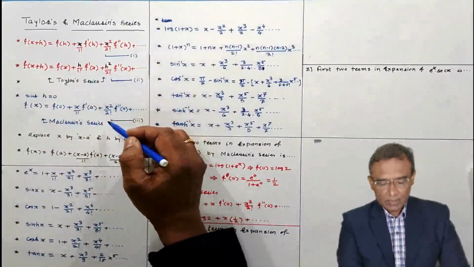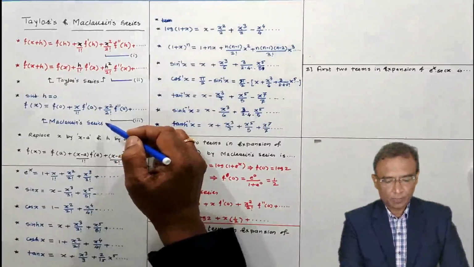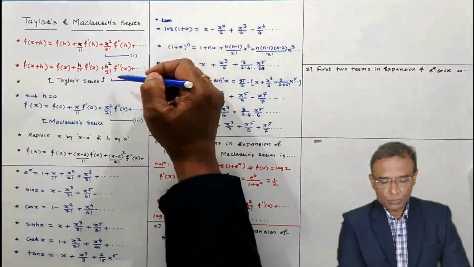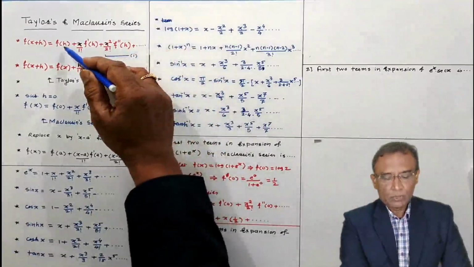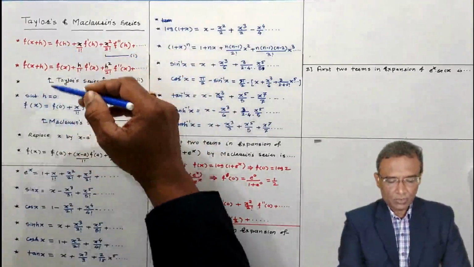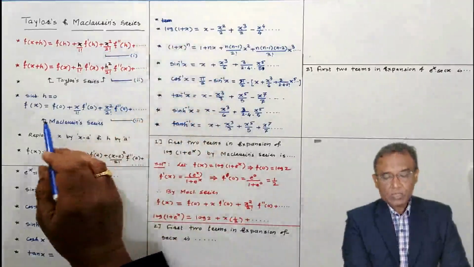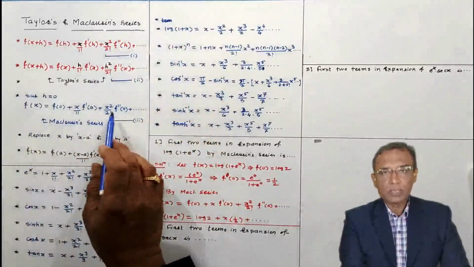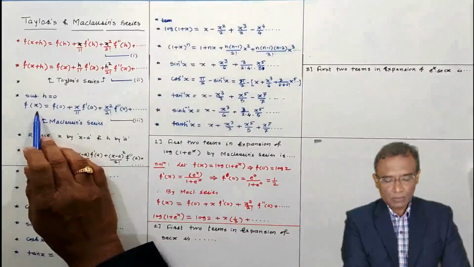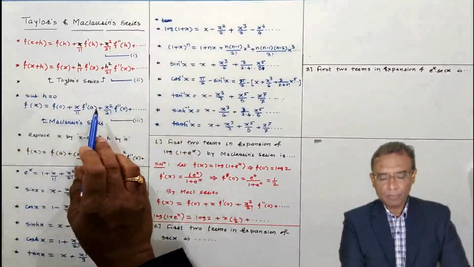Now coming to the Maclaurin series. The Maclaurin series is a special case of the Taylor series. Here, in series 1, series 2, if you put h equal to 0, I mean, this is the Maclaurin series, and Maclaurin series is what? The function of x, only function of x, we expressed in ascending powers of x.